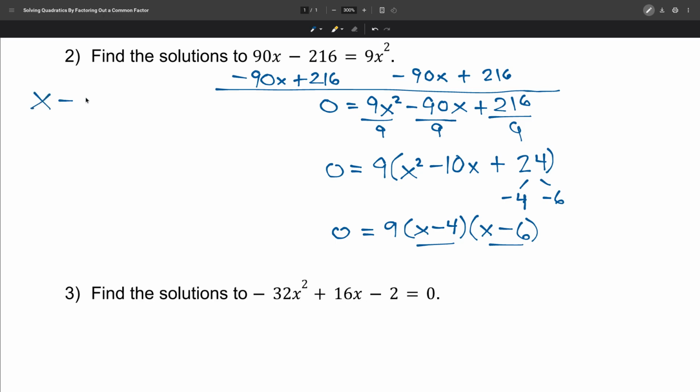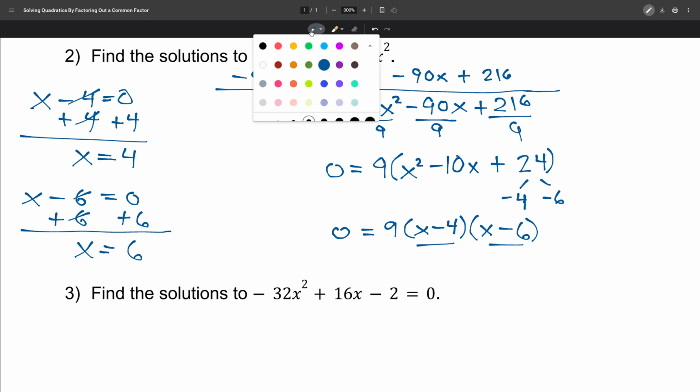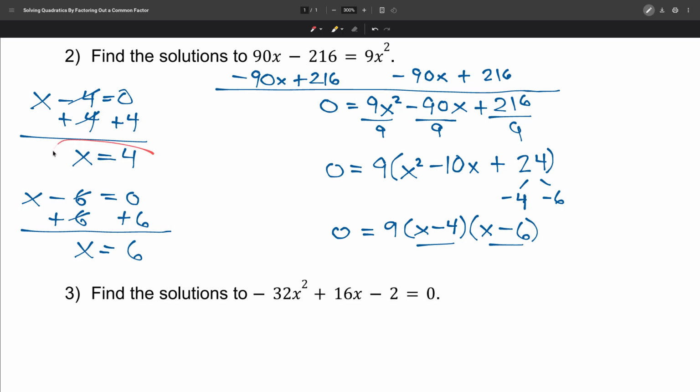So I can say x minus 4 equals 0, and I'll add 4 to both sides here. 4 minus 4 is 0, so x equals 4. And then x minus 6 equals 0. I'll add 6 to both sides. 6 minus 6 is 0. So we get x equals 6 as my other solution. So my two solutions are x equals 4 and x equals 6.